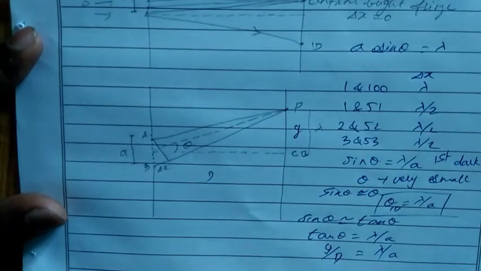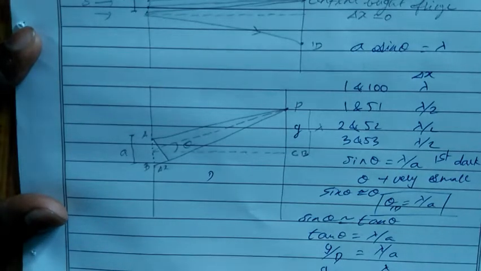Then y for the first dark, the distance is taken as D lambda by a. So this is the formula for the first dark.